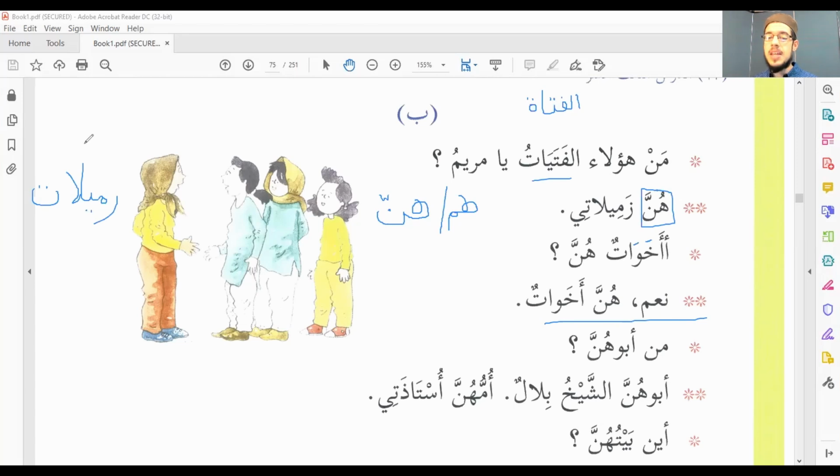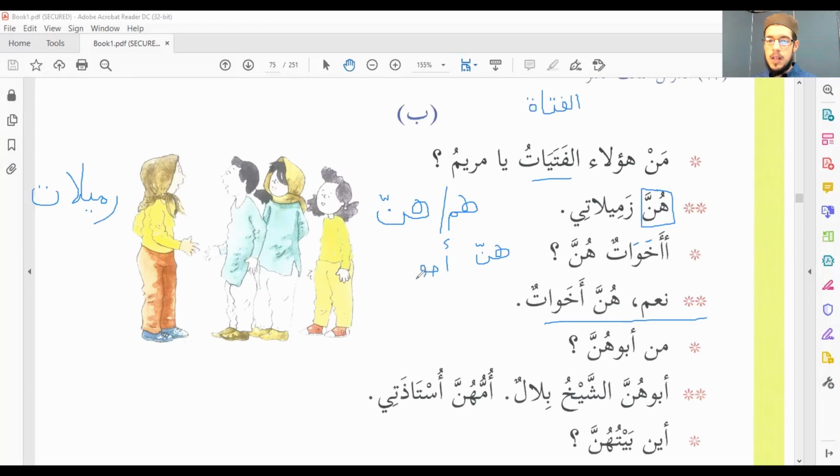Hunna zamilati. They are my, literally, female classmates. Akhawatun hunna. Okay, so let's straighten it out into an affirmative sentence. We have hunna, again, the same thing. It is they, third person, plural. However, it is exclusive to females. Akhawatun is the plural of ukhtun.